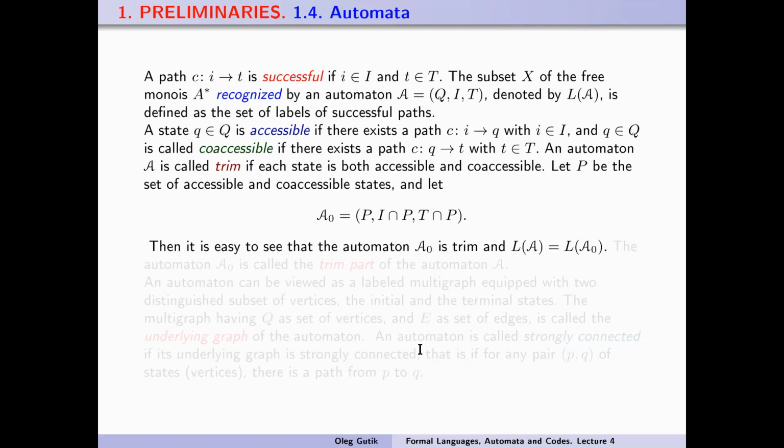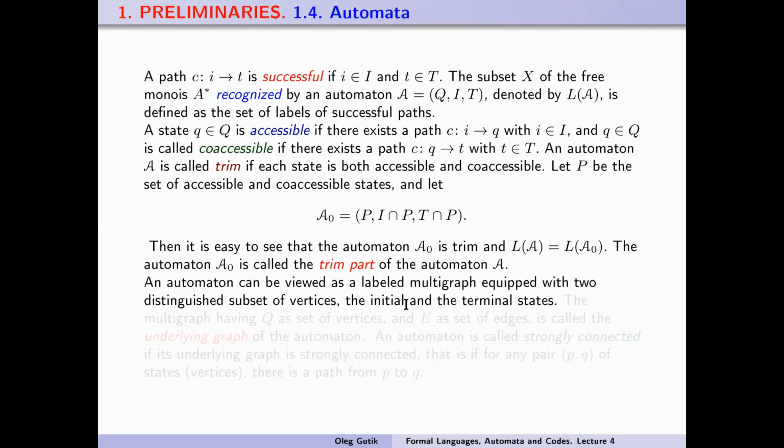Then it's easy to see that automaton A0 is trim, and the set of words recognized by automaton A coincides with the set of words recognized by automaton A0. The automaton A0 in this case is called the trim part of the automaton A.